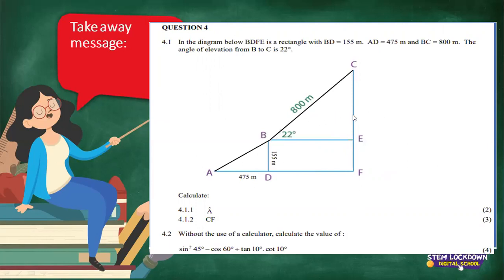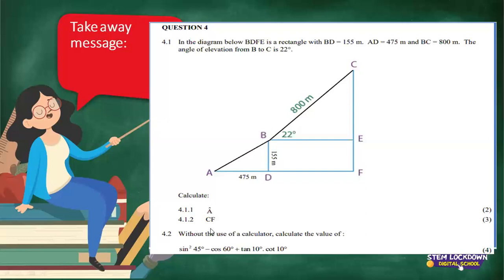So how do you find length CE now? This is your angle given. There's the opposite, here's the hypotenuse. Opposite and hypotenuse is sine. So sine 22 equals opposite CE over hypotenuse 800. From there, find your CE. Once you get your CE, you can add CE to EF, and that gives you the value of CF. Do you understand, guys? Hope you understand that.